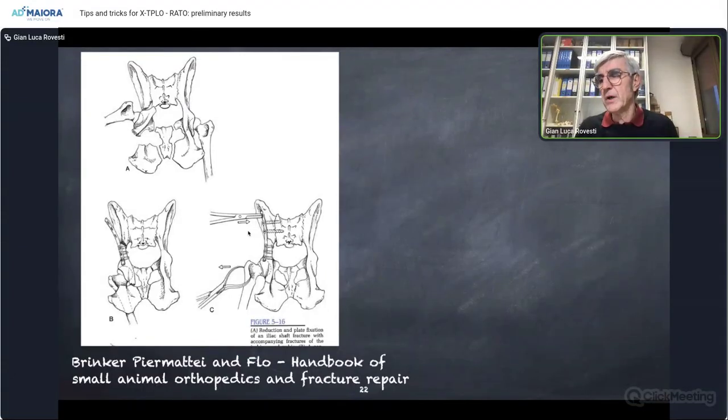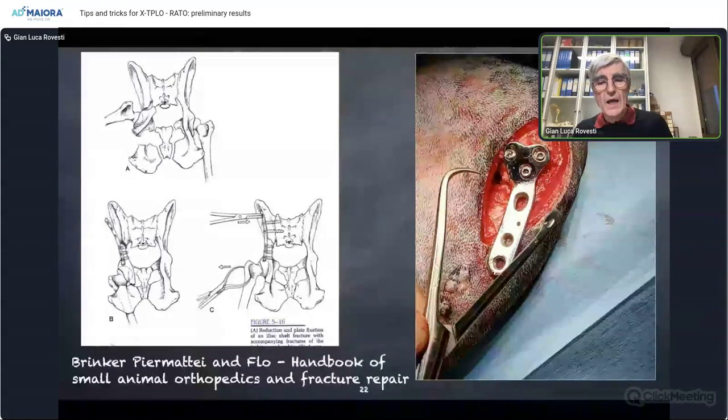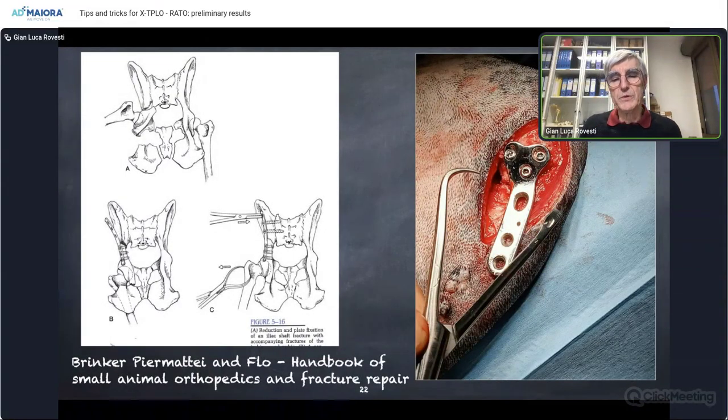So my thought was, okay, if we use these very old plates, not locking ones, very old style plates, and they were able to assist us in reducing the pelvic fracture, why shouldn't we use a very strong plate with 3 locking screws in the proximal part to use it as a lever arm to rotate the proximal fragment? So nothing really new.